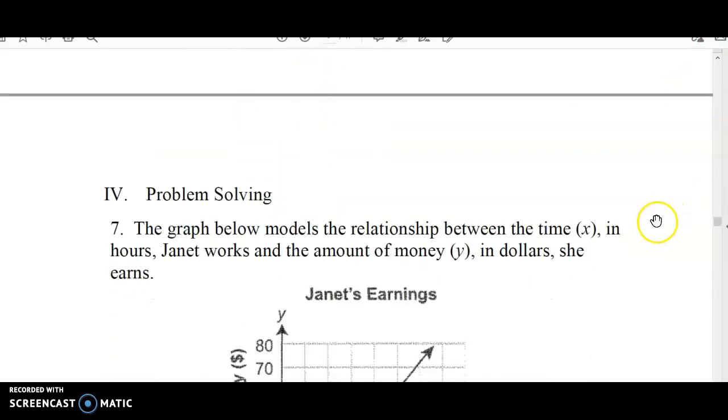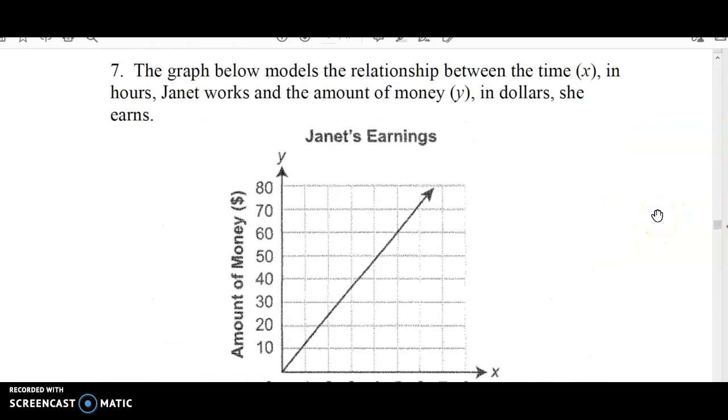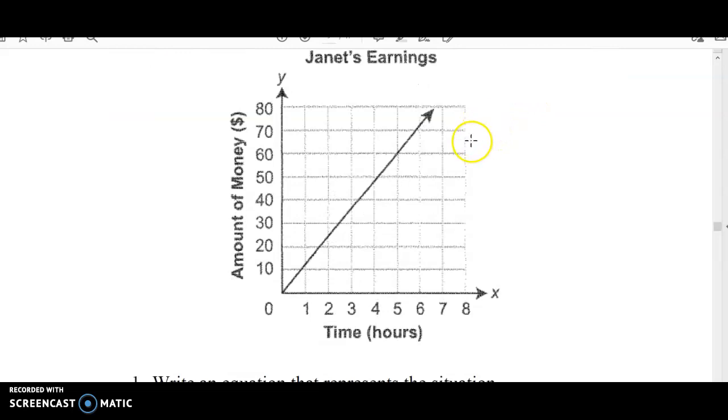All right. So the graph below models the relationship between the time x in hours Janet works and the amount y in dollars she earns. So right away, you can see that this one is going to show direct variation. It goes through the origin right there. So if you look, I've got the point 0, 0. I've got this point right here. Goes through it.